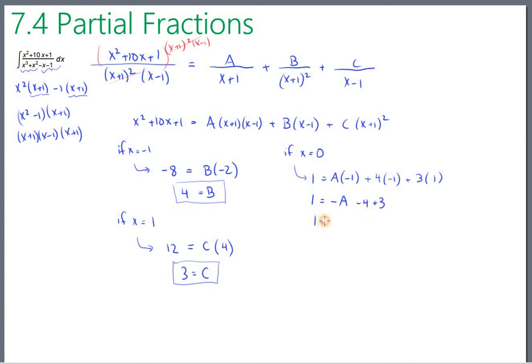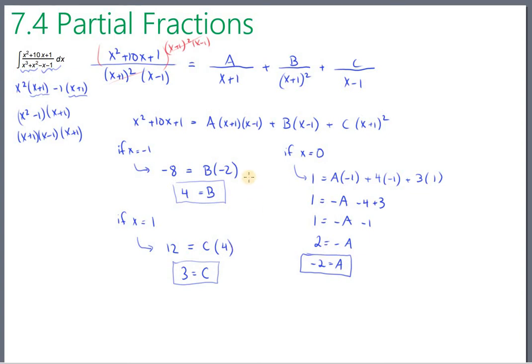So 1 equals negative a minus 1. Add 1 to both sides. So 2 equals negative a, and a equals negative 2. All right, so we have a, b, and c. We could now do the integral.